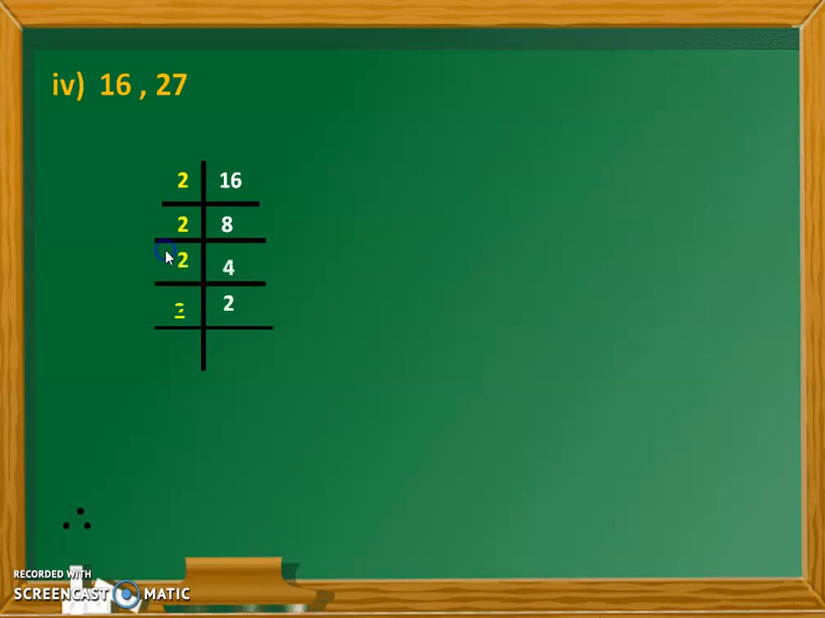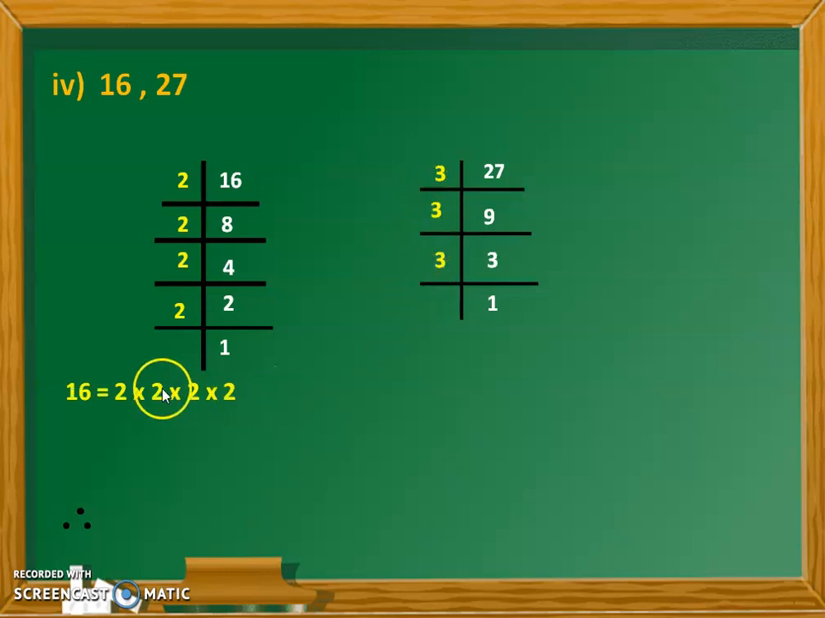Here these are the factors of 16. The same way we are going to find for 27, the same procedure, using the divisibility rule. Yes, these are the factors. Now the next step, we are going to list these factors together. So these are the factors of 16 and these are the factors of 27.